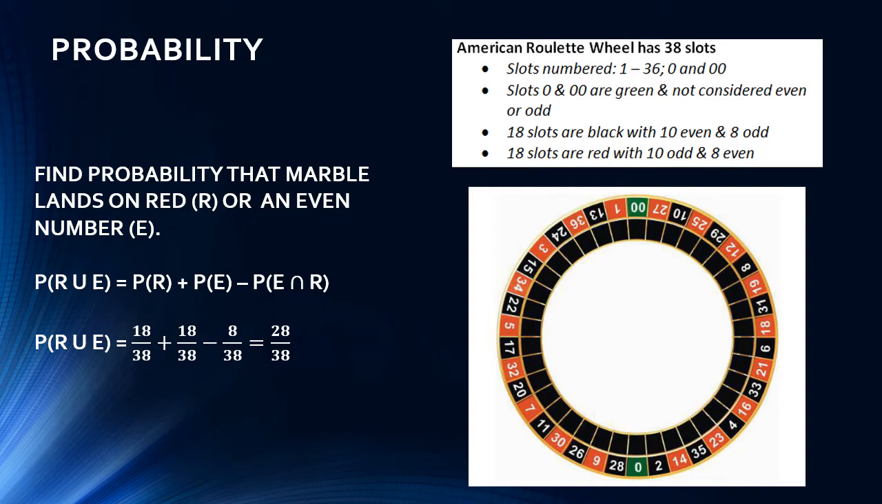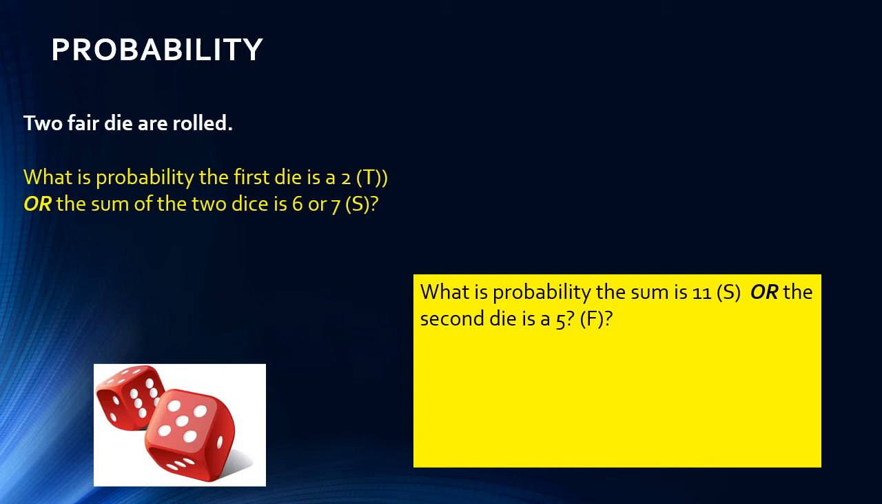Two fair dice are rolled. What is the probability the first die is a 2, or the sum of the two dice is a 6 or 7? This one's a little bit more complicated, but again, the probability that the first die is a 2, okay? Well, how many possible rolls are there in one die? There's 6, right? So the probability that the first die is a 2 is 1 out of 6, okay?